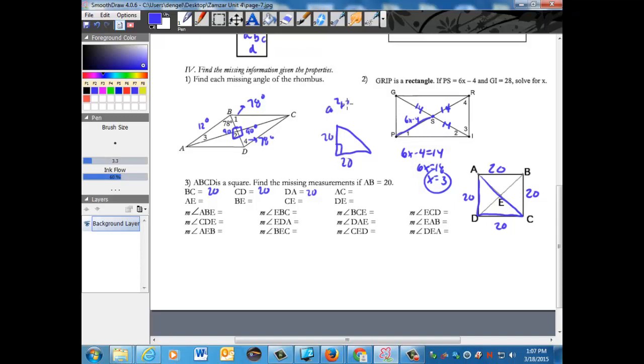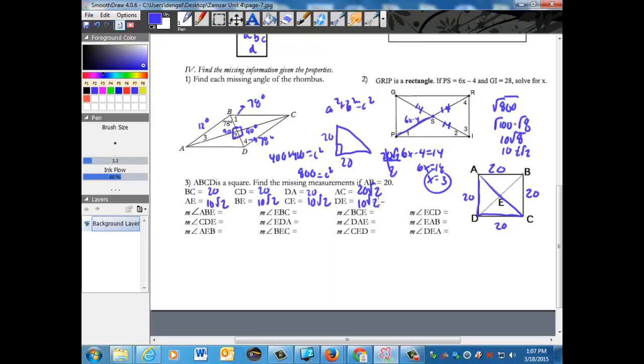And you guessed it, a squared plus b squared equals c squared. 400 plus 400 equals c squared. 800 equals c squared. Radical 800 would reduce to rad 100 times rad 8. This becomes 10 rad 8. Rad 8 becomes 2 rad 2 multiplied by the 10, and that gives us 20 rad 2. And if we divide 20 rad 2 in half, 20 rad 2 over 2 would be 10 rad 2. That means BE is also 10 rad 2, CE is 10 rad 2, and then DE is also 10 rad 2.